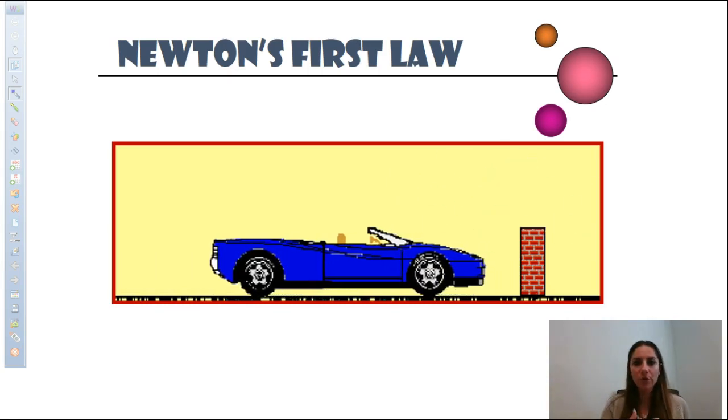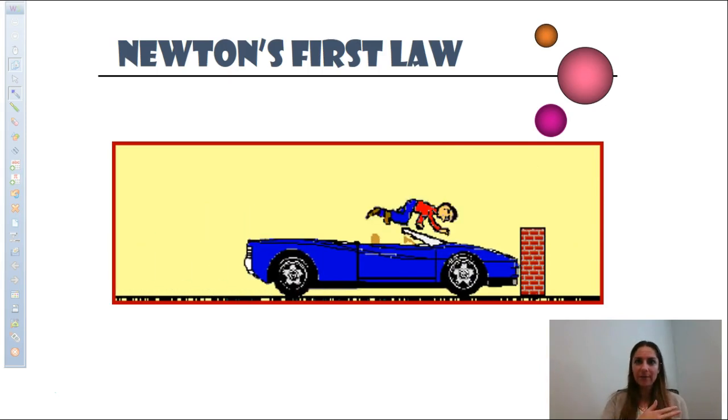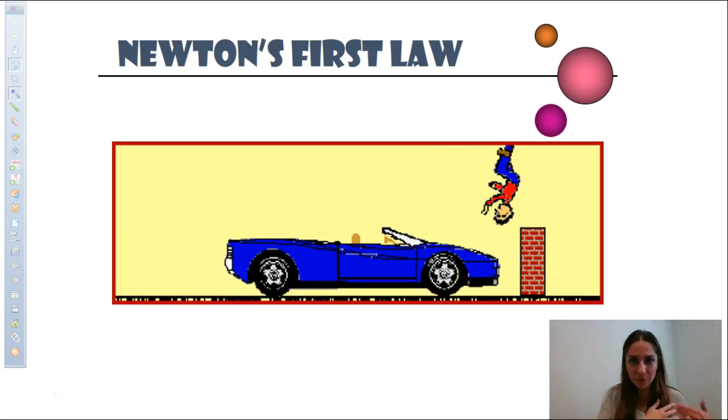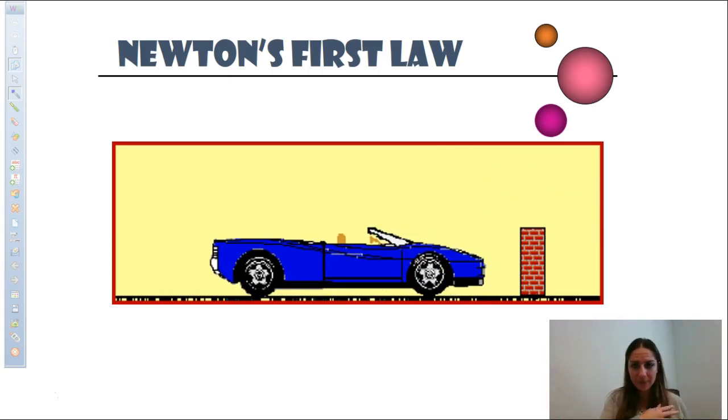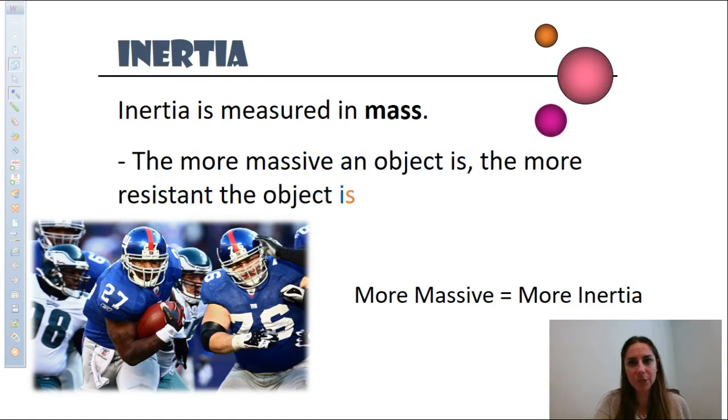So when you go from moving 25 miles per hour to 0, you feel it in your body. In fact, you do this, right? Because you're moving forward and the car has stopped. So there's your inertia. Many applications of inertia.